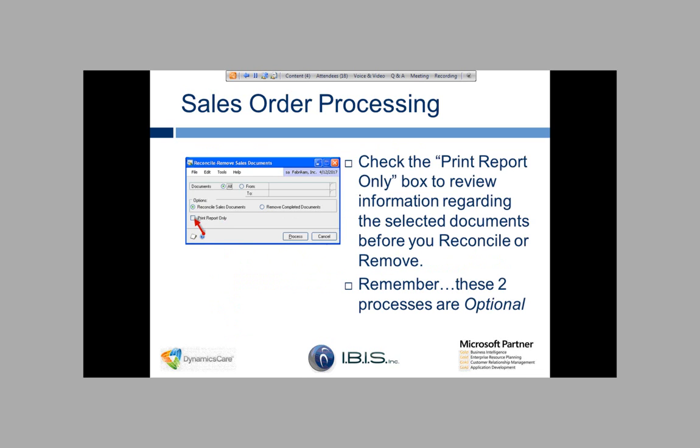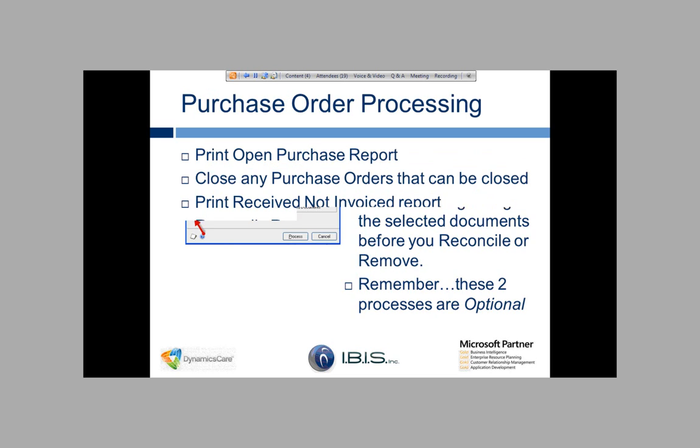The interesting and neat thing about this window is it has a print report only checkbox. If you check the print report only box, you'll be able to print a report and review information regarding the selected documents before you actually do the reconcile or remove process. But always remember, these two processes are optional. Okay, moving on to purchase order processing.